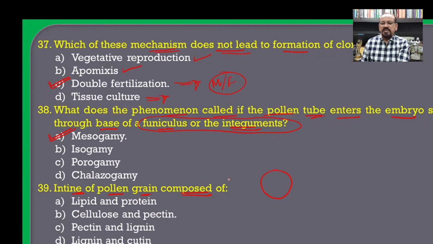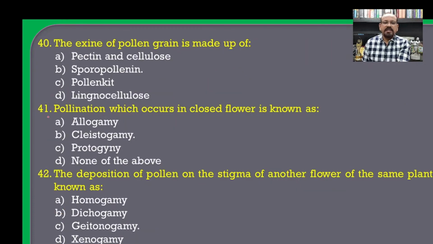The intine of the pollen grain is composed of. Here if we see the pollen grain, the outer wall is thick and the inner wall is thin, and it has a single nucleus which is haploid. So the outer thick one is the exine and the inner one is the intine. The exine is made up of sporopollenin and the intine is made up of cellulose and pectin, and hence B is the correct answer for this one, that the intine is made up of cellulose and pectin.